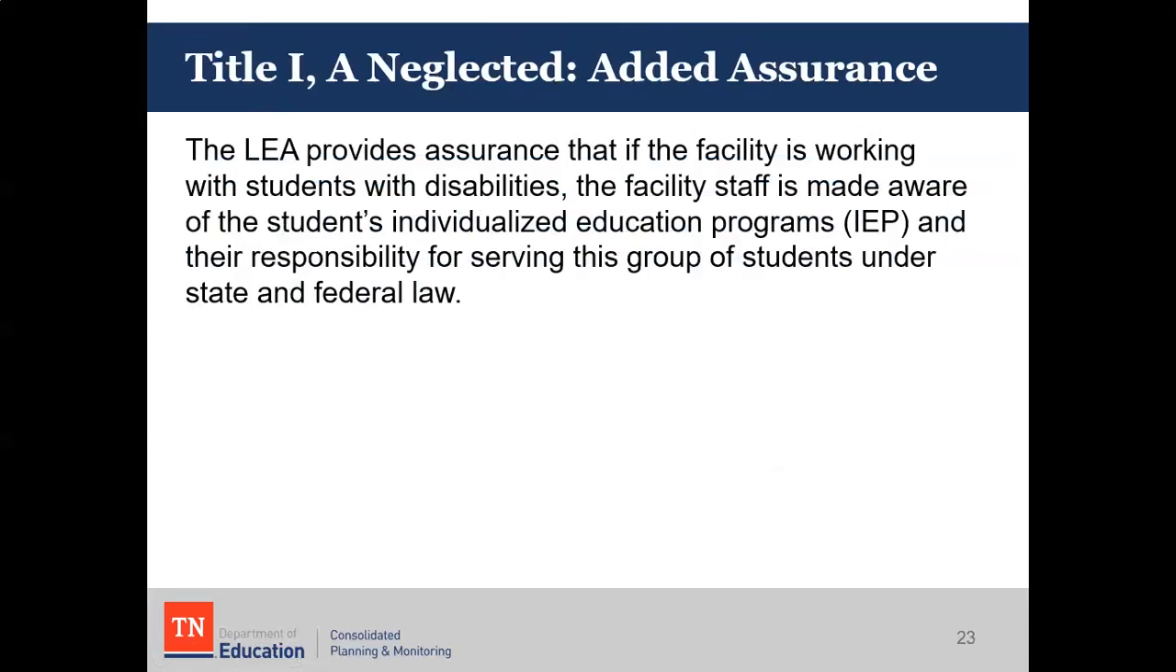Okay, we added an assurance that the LEA provides assurance that if the facility is working with students with disabilities, the facility staff is made aware of the student's individualized education programs, or the IEP, and their responsibility for serving this group of students under state and federal law. So that was a question previously. How do you do these services? So this year we made it an assurance.